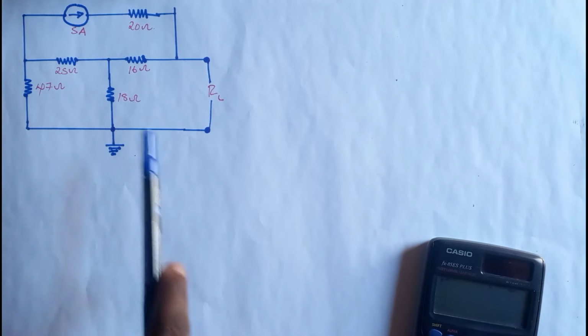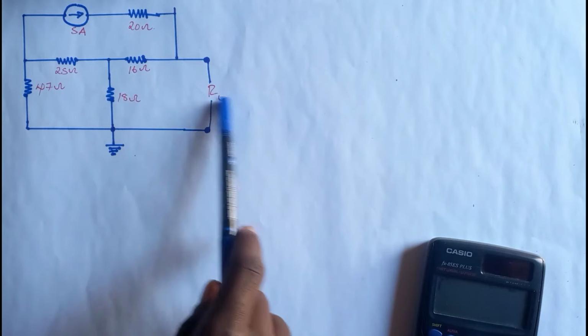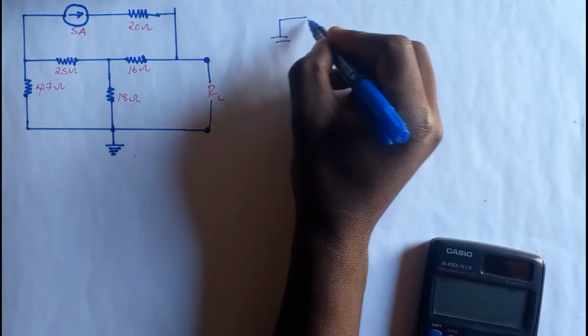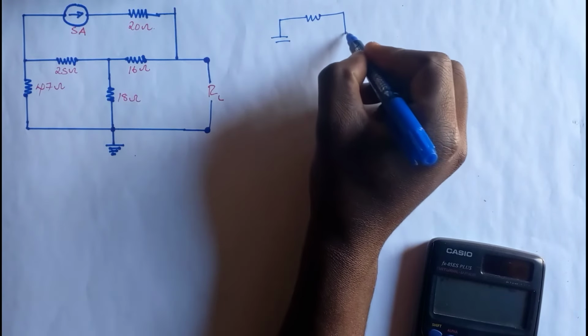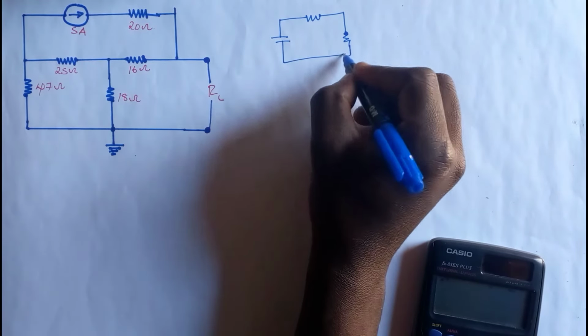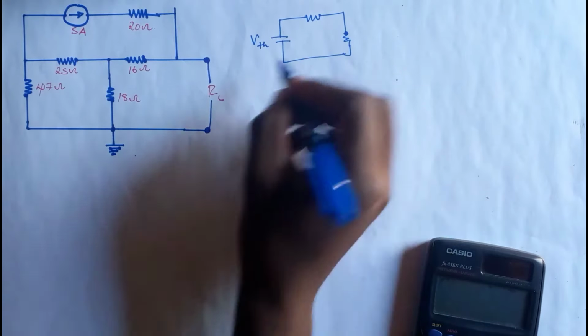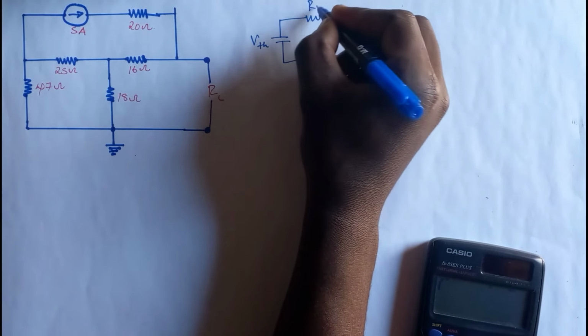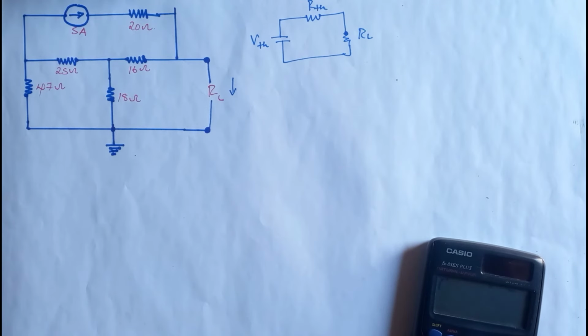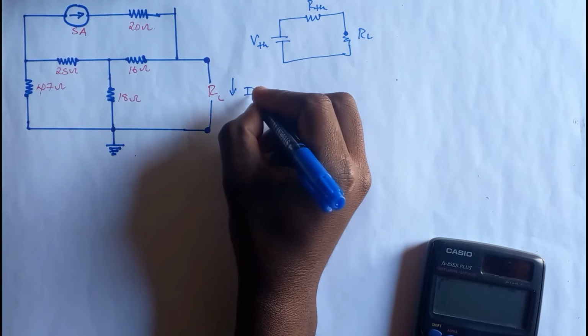In this video, we're going to look at Thevenin's theorem. Given a circuit, we want to find the equivalent resistance and the equivalent voltage. Then we're going to obtain our Thevenin equivalent circuit. We only have the Thevenin equivalent voltage, the Thevenin equivalent resistance, and the load resistor. And it is going to be easy to find the current that is passing through the load resistor.